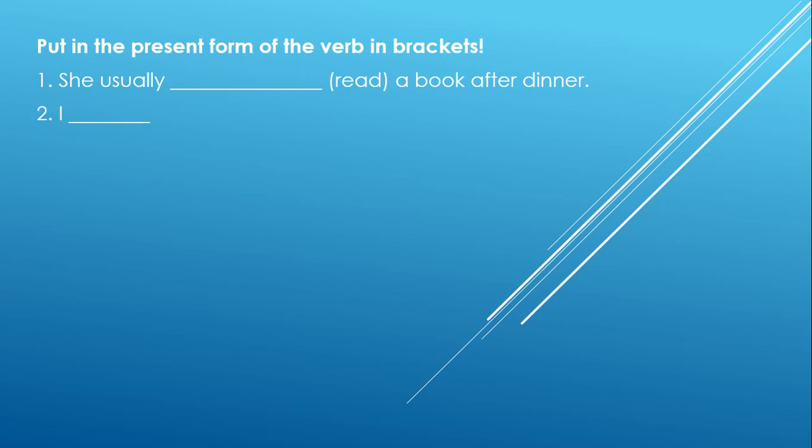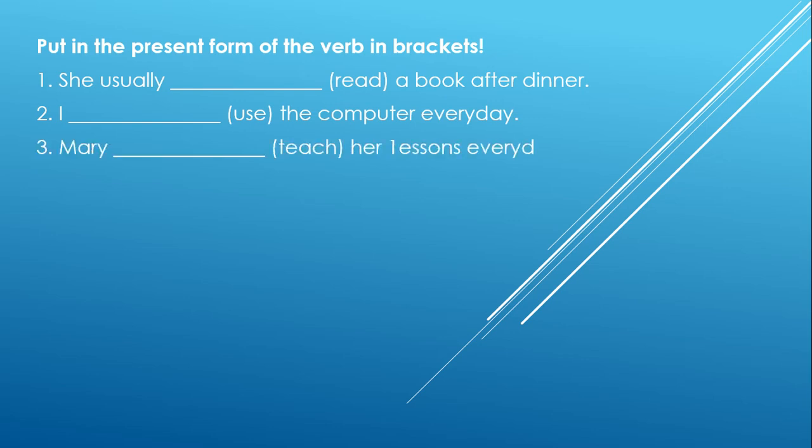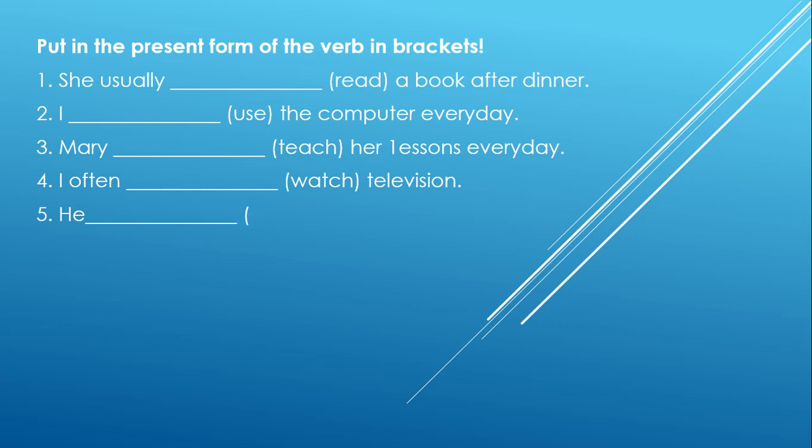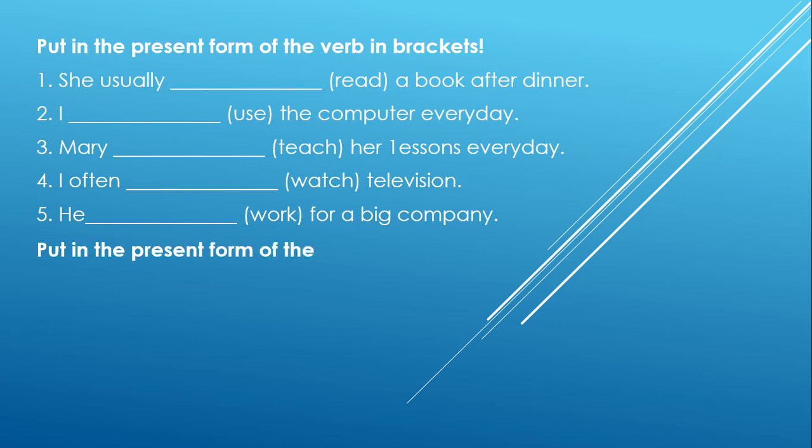Number one, she usually read a book after dinner. Number two, I use the computer every day. Number three, Mary teach her lesson every day. Number four, I often watch television. Number five, he worked for a big company. Right, I give you 2 minutes to complete this exercise, and after the 2 minutes, I'll get back.